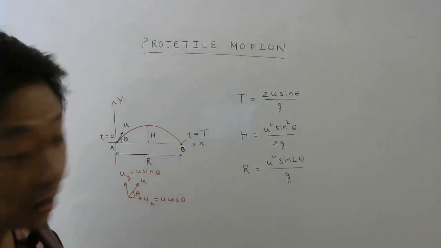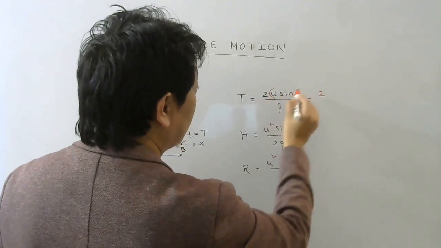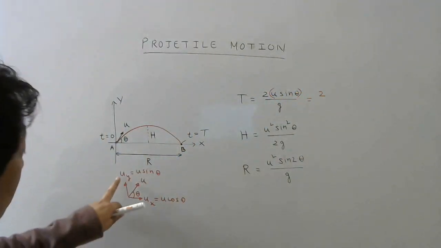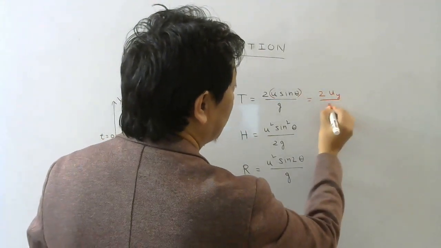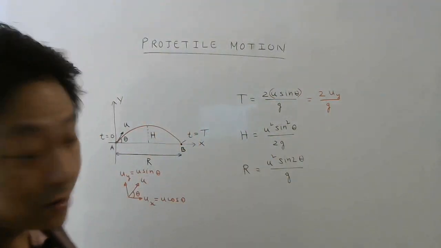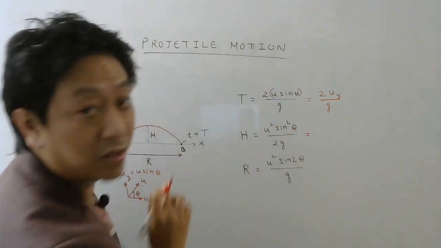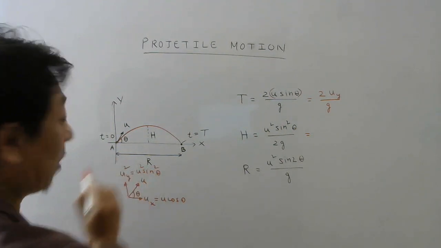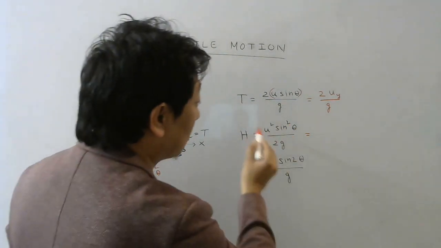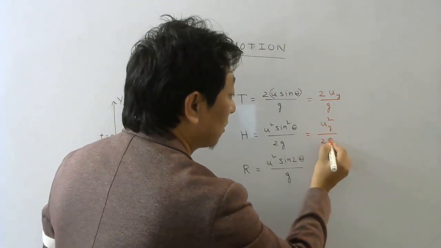So you can also write time of flight as 2, this u sin theta can be written as uy. So time of flight is 2 uy by g. Similarly, the maximum height is u square sine square theta. So if I square this u square sine square, then this will become uy square, isn't it? So in place of this I can write uy square by 2g.